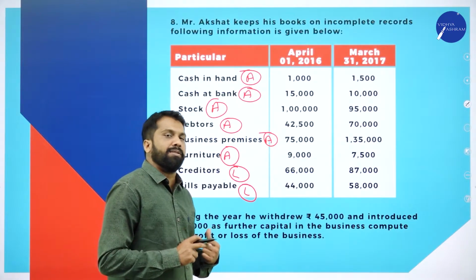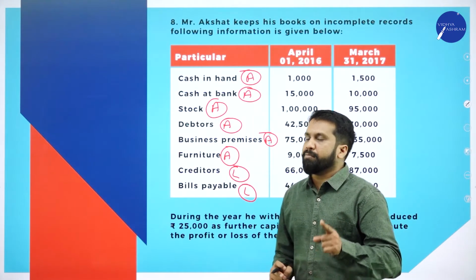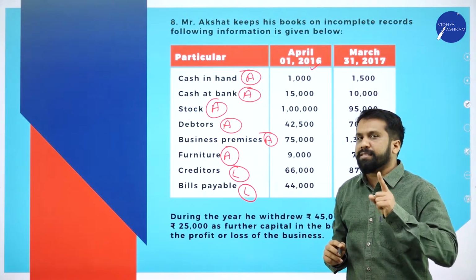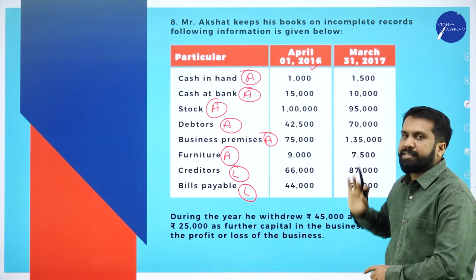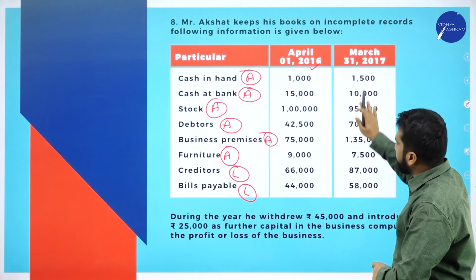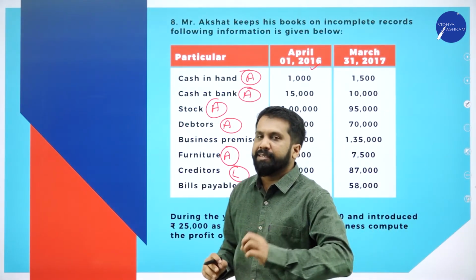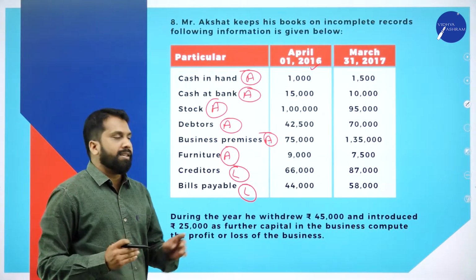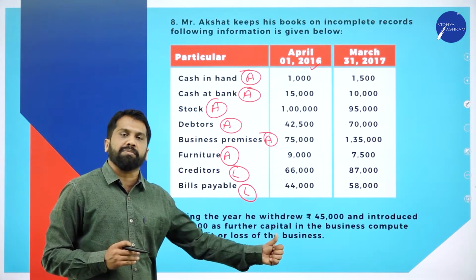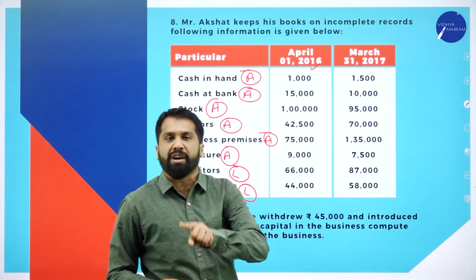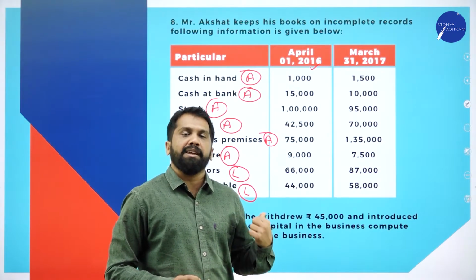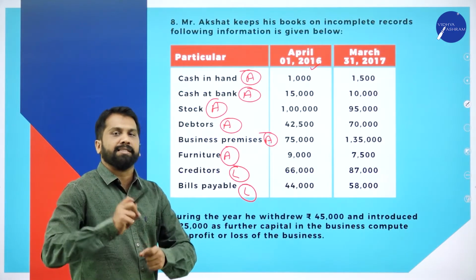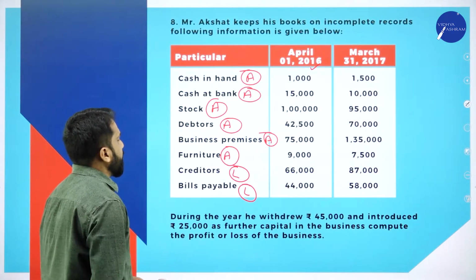Clear? Again, I am telling you, pause this video, prepare columns and prepare the statement of affairs for 2016. While doing 2016, don't see 2017. While doing 2017, don't see 2016. Clear? Once you are done with your answers, then you can resume the video so that you can match your answer with this answer. If any correction is needed, correct that. Or else if it is correct, write yourself a good. Yeah. Now, we'll go for the next one.